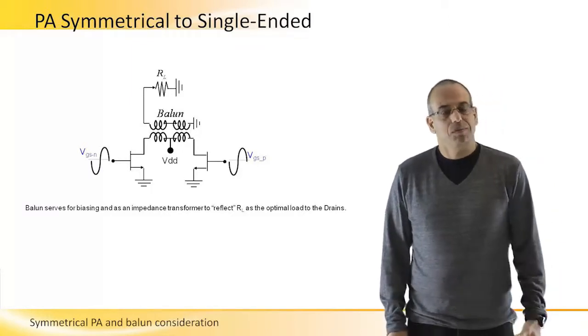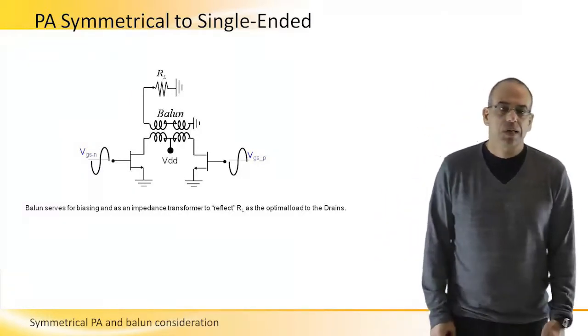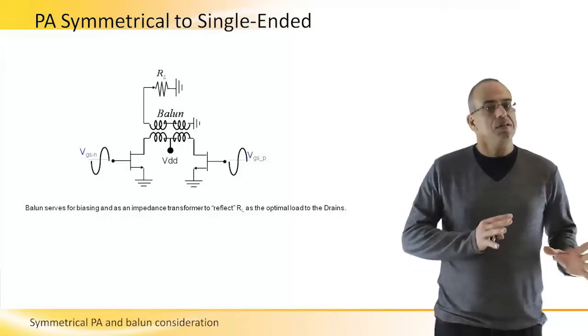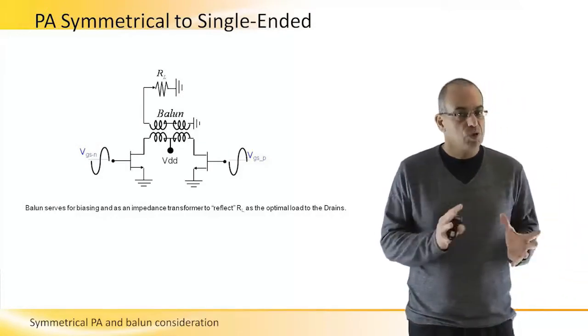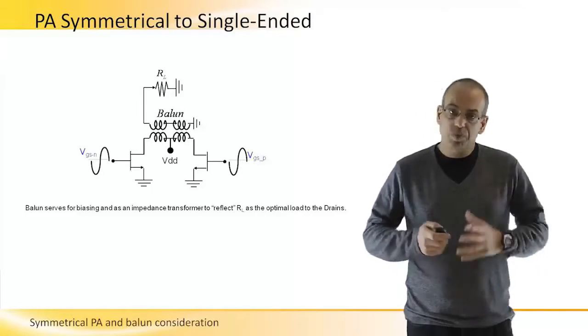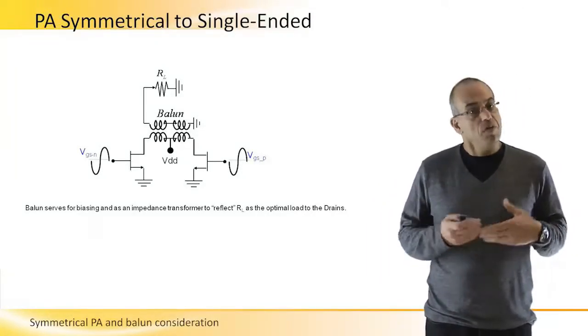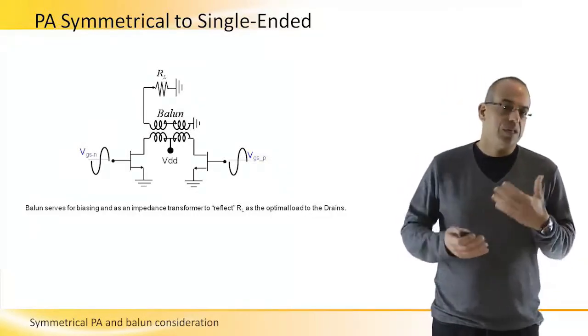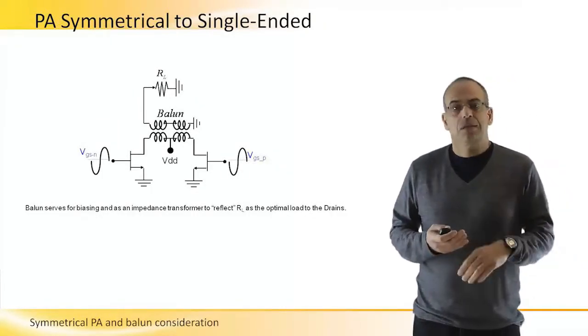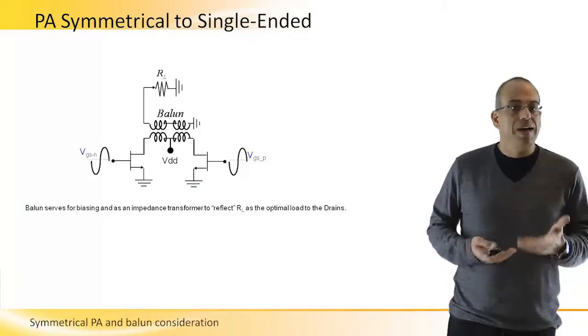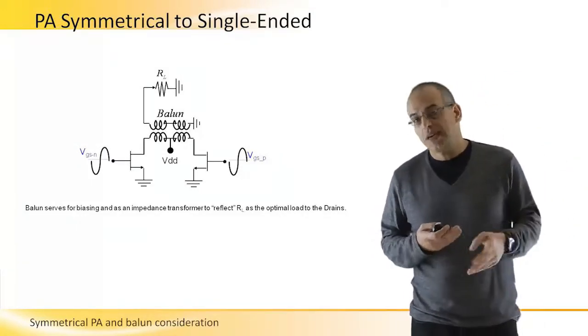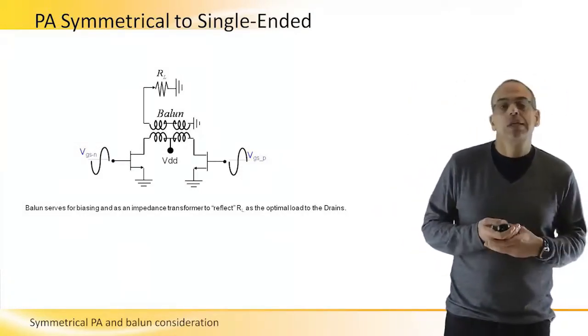We have treated power amplifiers in previous sessions in single-ended topologies, based on the common source topology. We have discussed and analyzed how to bias, how to choose device size, and how to treat the parasitics.